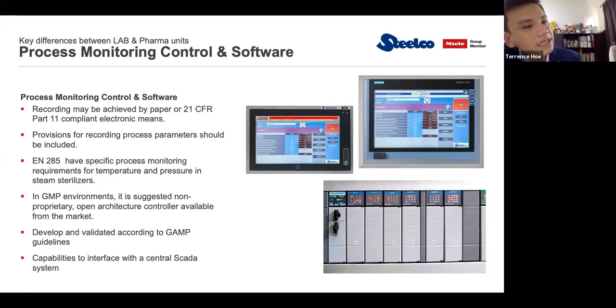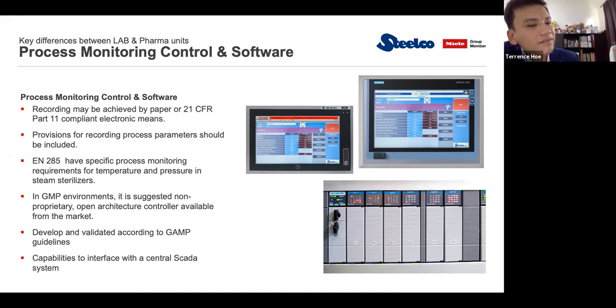So it comes to the next topic, about the controller or process monitoring and the software. The recording can be achieved on paper, or sometimes they want to have CFR 21 Part 11 compliance. That is software that records all the data on the controller itself, and you have an audit trail and e-signature to approve. So the provisions for recording process parameters should be included. All these auxiliary testing and recording parts had to be included also.